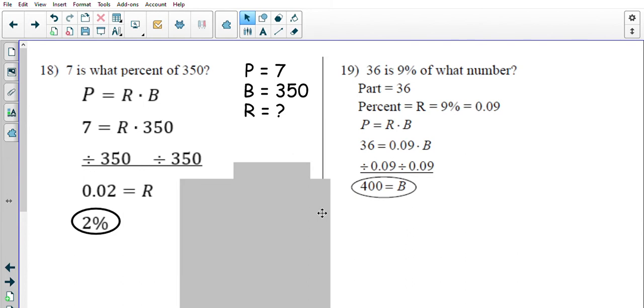So very similar to the last few where we have to solve this equation, although we won't have to move the decimal point anywhere at all. So P equals R times B is 36 equals 0.09 times B. Divide both sides by 0.09. We get that our base is 400.